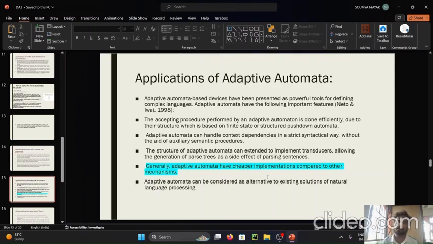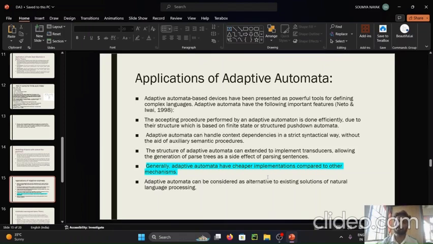So now let's move towards the application of adaptive automata. We also know that we have to move from finite automata to the application of adaptive automata. So why are we choosing this? Generally, adaptive automata have a cheaper implementation compared to other mechanisms. That's why we are using adaptive automata. Adaptive automata-based devices have been presented as powerful tools for defining complex languages. These are the following points for why we are choosing this.